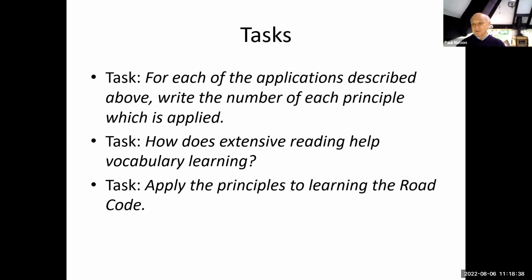What principles of focus, quantity, and quality occur to help learning through extensive reading? And just to show that it extends beyond that, if you are learning the rules of the road to get your driver's license, how would you apply the principles of focus, quantity, and quality to learning the road code? And I think they should all be fairly obvious.